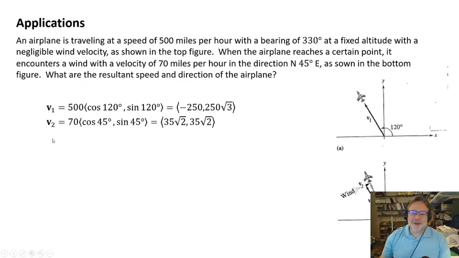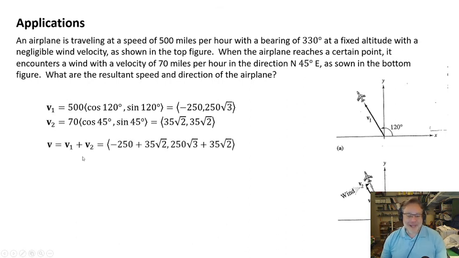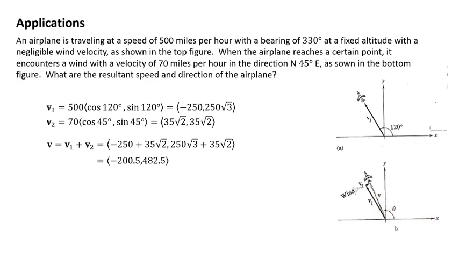We can do the same thing with the wind vector here, 70 miles per hour, cosine of 45 degrees, sine of 45 degrees. That's 35 radical 2, 35 radical 2. And let's just add those things together now. So this becomes negative 250 plus 35 radical 2, positive 250 radical 3 plus 35 radical 2. And if we add all those things together, we get negative 200.5, 482.5. So that is our new vector that is going in this direction here. It's still negative in the x direction, still positive in the y direction.